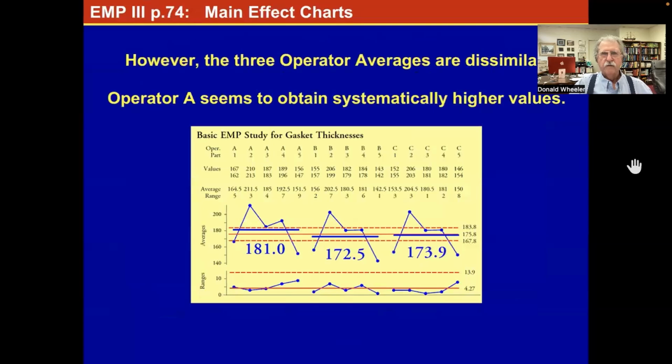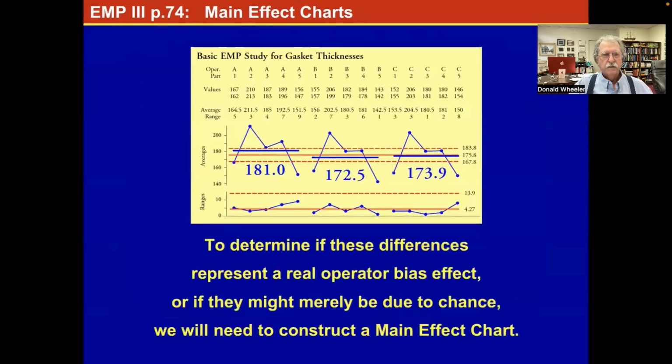However, the 3 operator averages appear to be slightly dissimilar. Operator A seems to obtain systematically higher values. So we might want to test that, to determine if these differences represent a real operator bias effect, or if they might merely be due to chance. I mean, one operator is always going to have a bigger average than the other 2. One operator is always going to have a smaller average than the other 2. That's just the way it is. Are these differences real? Or are they just the luck of the draw?